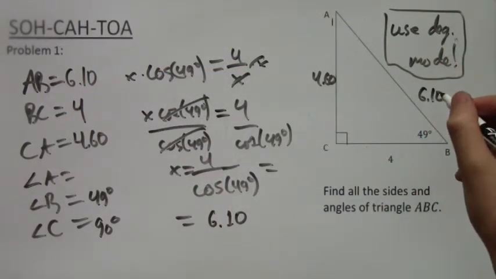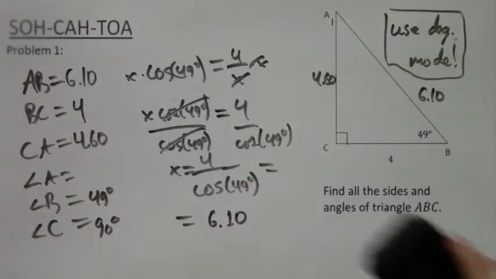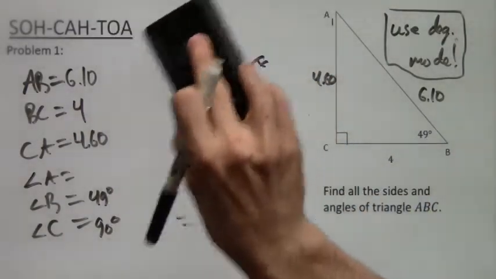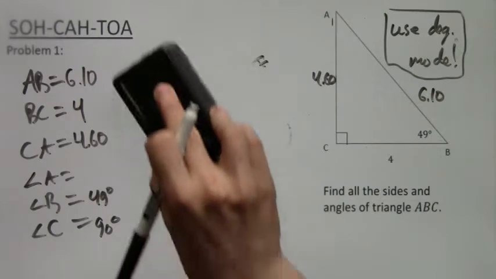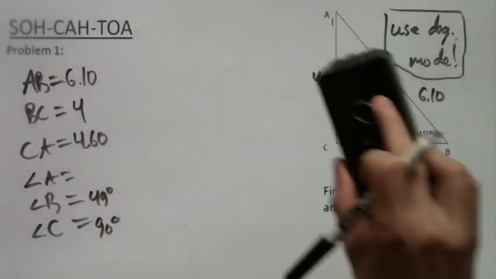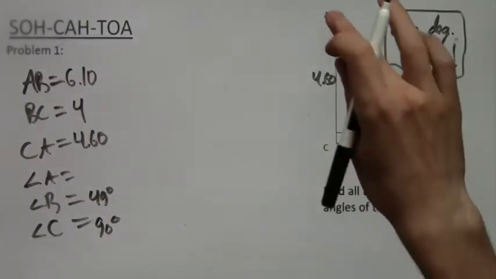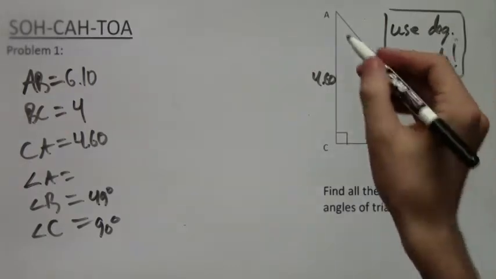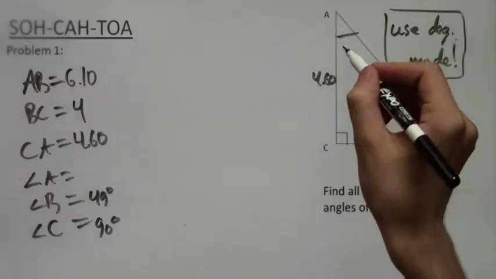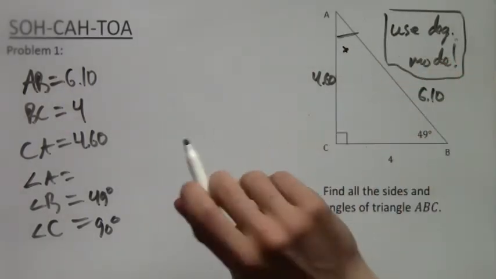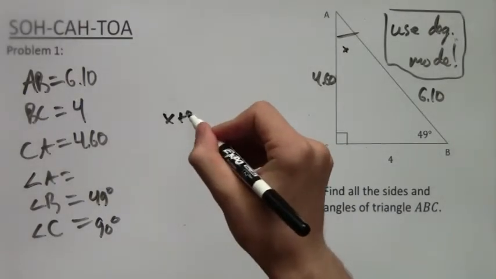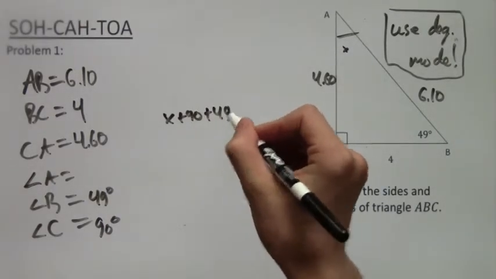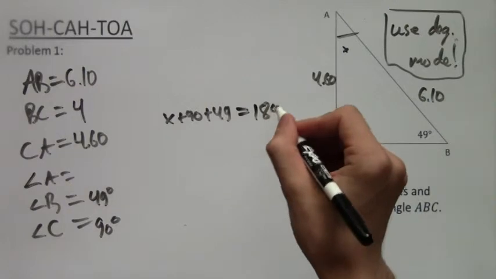So now there's only one thing left, angle A. Now angle A is actually an easier problem based on things that we knew before, and we don't need SOHCAHTOA for it, because we know that the sum of the angles of a triangle is 180 degrees. So if we just label angle A as x, we have x plus 90 plus 49 equals 180, all of these in degrees.